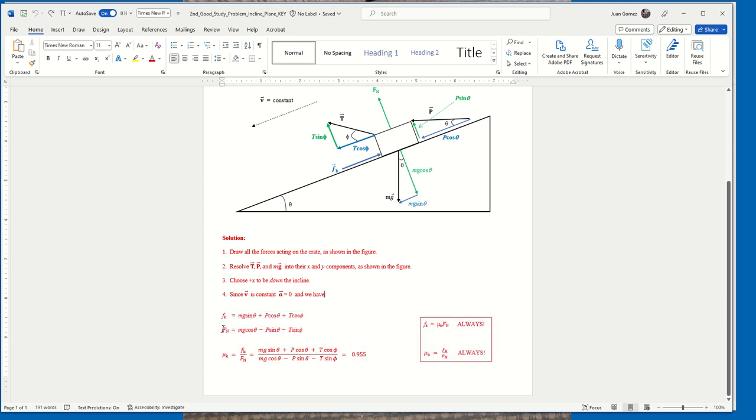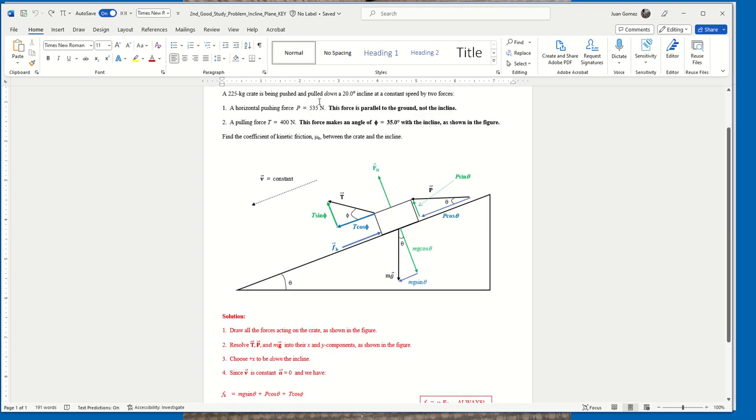Well, what is mu k? Mu k is simply Fk divided by Fn. So this equation divided by this equation. So Fk over Fn is mg sine theta plus P cosine theta plus T cosine phi divided by mg cosine theta minus P sine theta minus T sine phi. But it's just Fk divided by Fn, the equation for Fk divided by the equation for Fn. You know all the values.